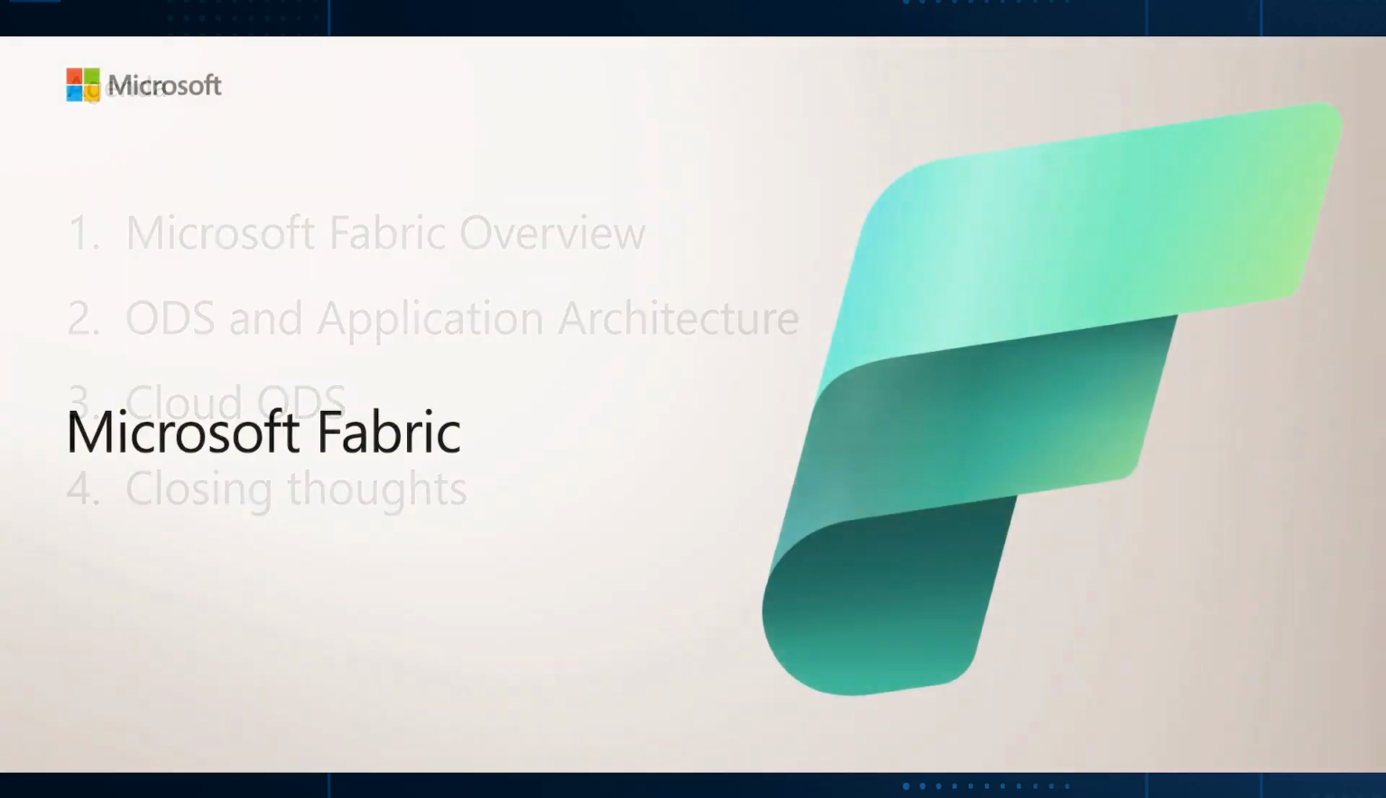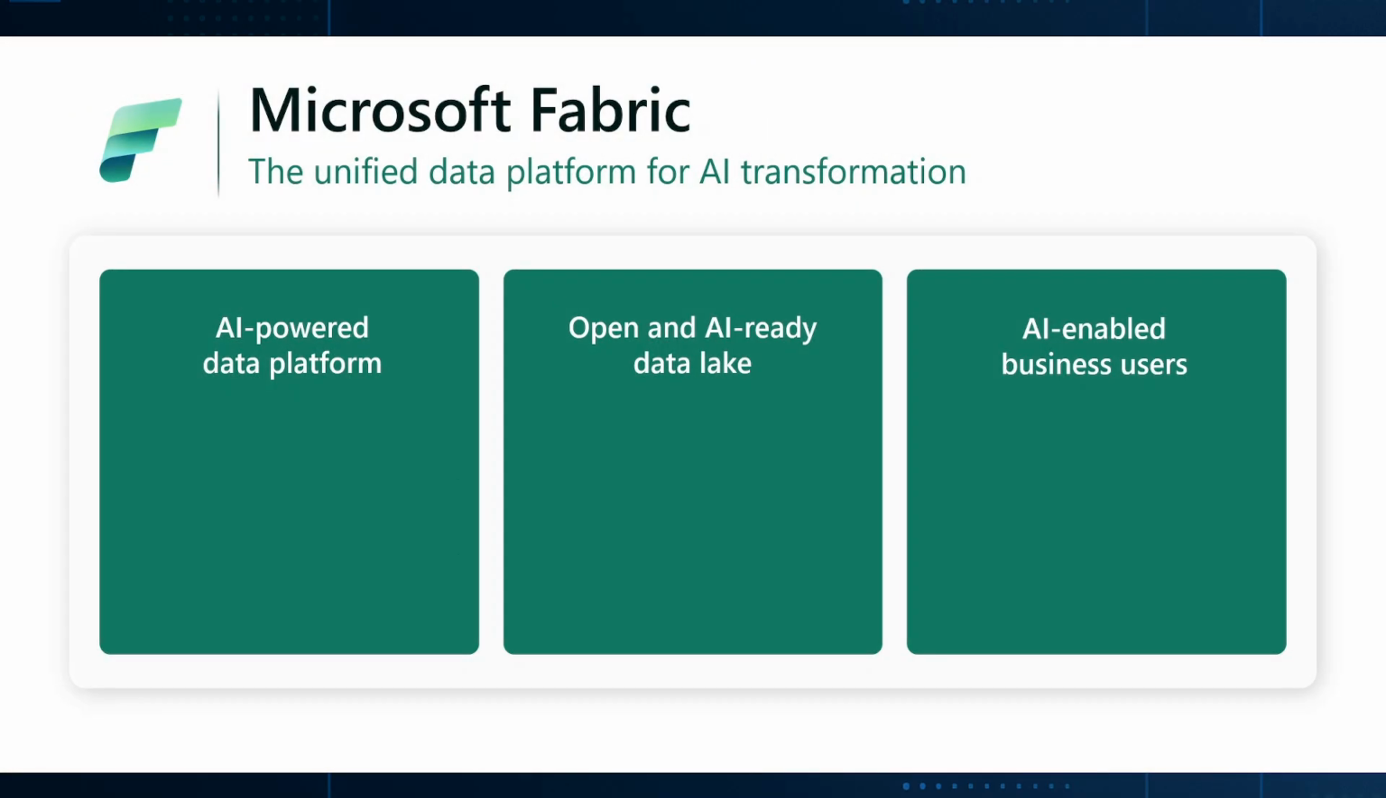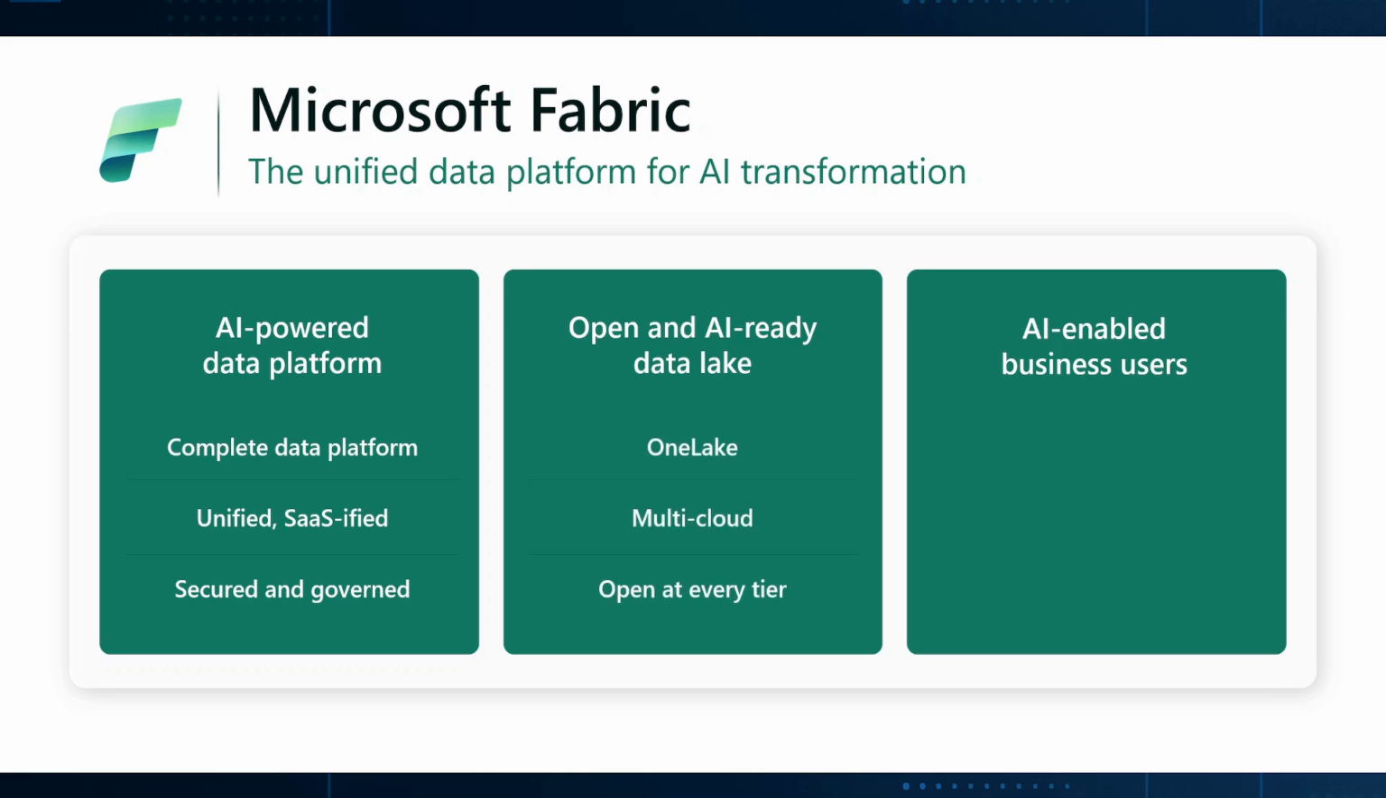Let's take a quick view at Microsoft Fabric. Microsoft Fabric is the unified data platform for AI transformations. It is built on three core principles: an AI-powered data platform. Here we mean a complete data platform, unified and classified, secured and governed. Our open and AI-ready data lake provides our core OneLake polyglot SaaS data lake, multi-cloud capabilities, and we're open at every tier. And the last pillar is AI-enabled business users.